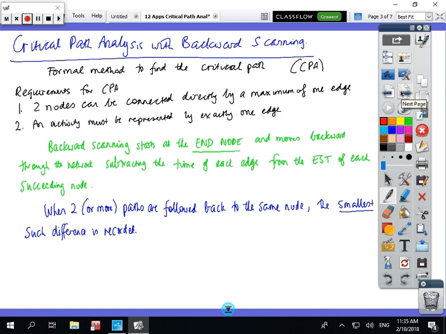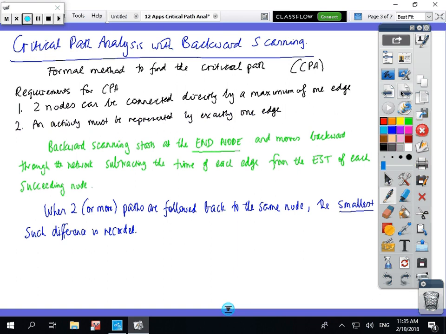Okay, we've got a little bit of notes to take down. Critical path analysis with backward scanning. This is the formal method to find the critical path. I've got CPA for critical path analysis. The requirements for critical path: two nodes can be connected directly by a maximum of one edge, and an activity must be represented by exactly one edge.